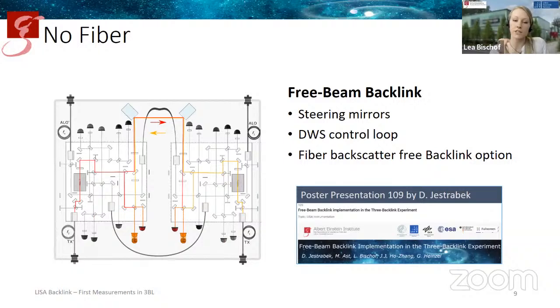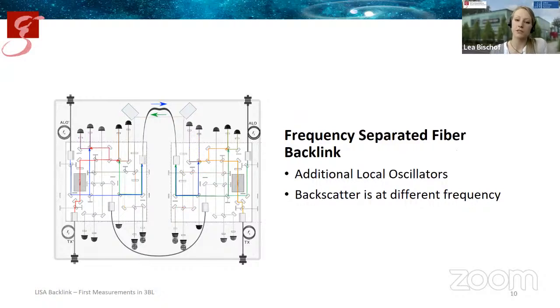A second implementation of a backlink that we have is a free-beam backlink, where we removed the fiber and replaced it with 2 steerable mirrors with a DWS-based control loop. And here, because we have no fiber, we remove the fiber backscatter in this backlink option. And this was implemented in the three-backlink experiment together with Daniel, and he has a very nice poster presentation on how we did this and all the details about that. The third implementation is the frequency-separated fiber backlink, where we use an additional local oscillator to send through the backlink so that we have the backscatter light, or the backscatter interference, at a different frequency.